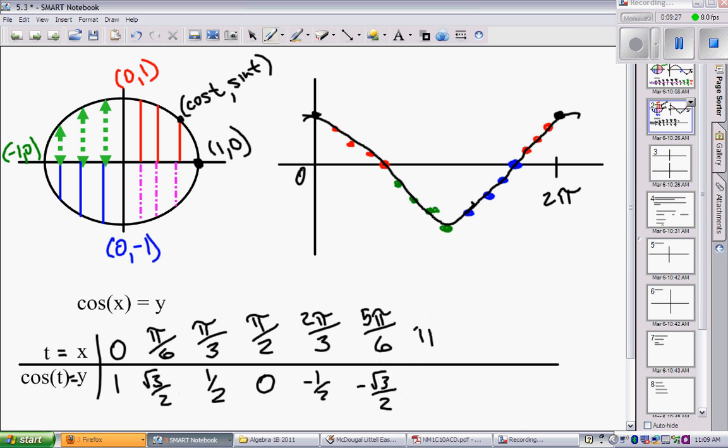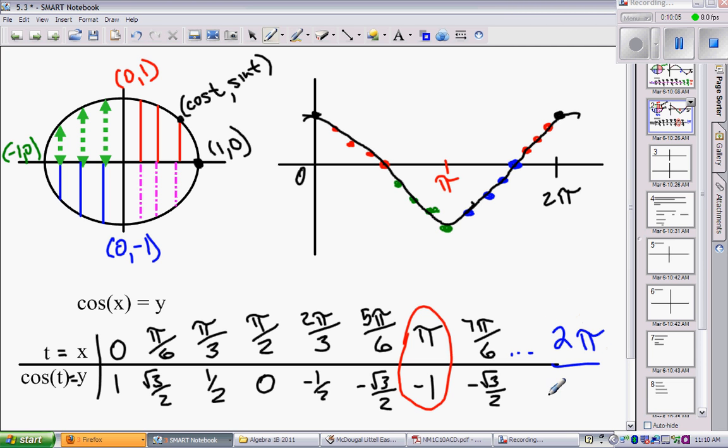When we hit pi, we are at negative 1. After pi comes 7 pi over 6. We're starting to get a little bit less negative, to be a negative root 3 over 2. So our main dip happened at pi for our x value. And we could continue this table until we hit 2 pi, and we are back at 1.